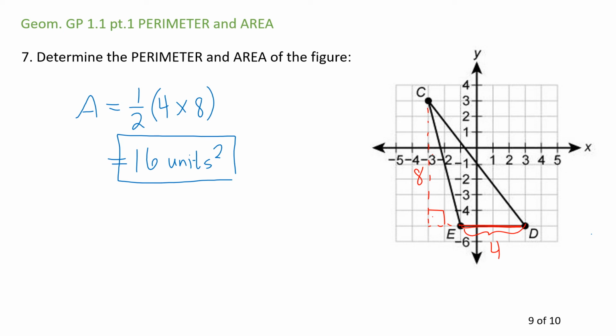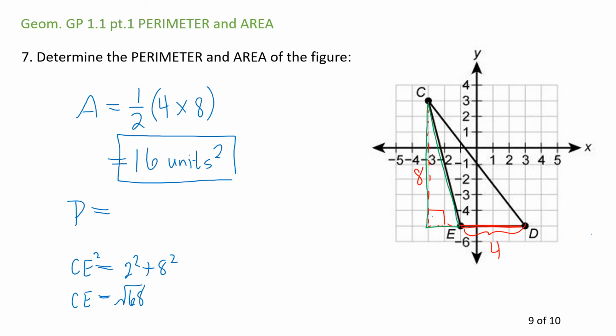I got time to do the perimeter. I'm going to find CE first. CE is equal to 2 squared plus 8 squared. That's CE squared. Square root of 68.